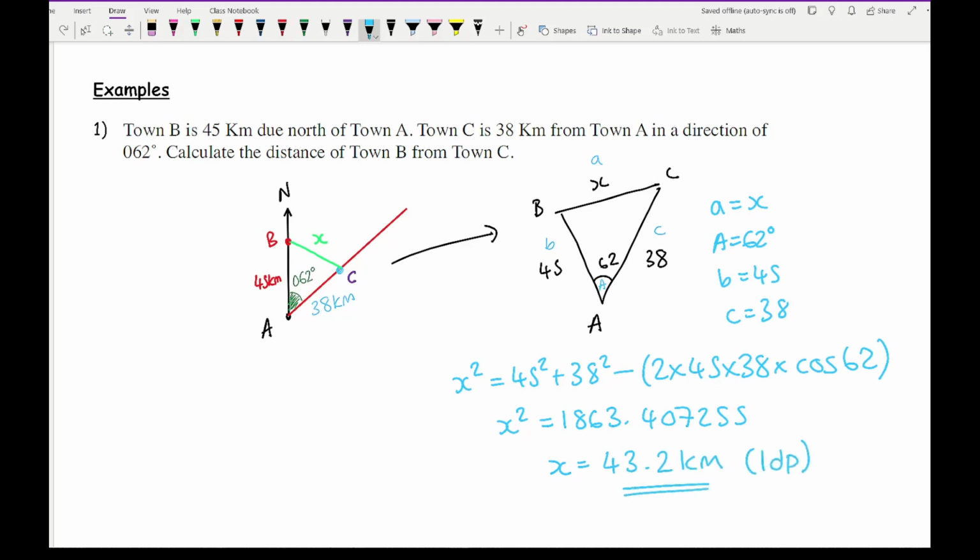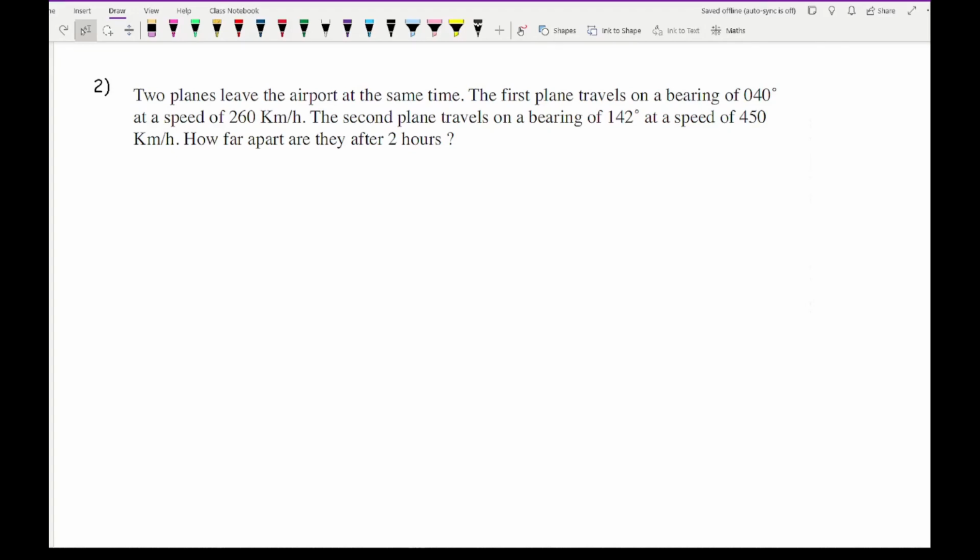So moving on to question 2, it says two planes leave the airport at the same time. The first plane travels on a bearing of 040 degrees at a speed of 260 kilometers per hour. The second plane travels on a bearing of 142 degrees at a speed of 450 kilometers per hour. How far apart are they after 2 hours? Now this question is a little bit sneaky because one, they don't give us distances, instead they give us speed, but also it's looking after 2 hours.